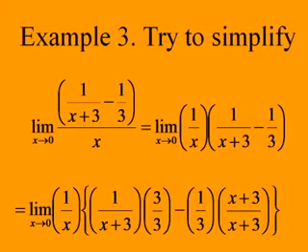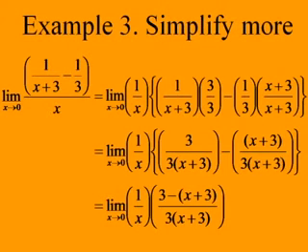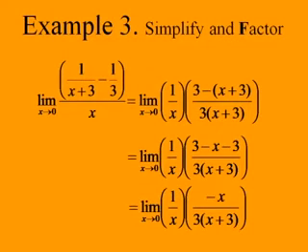So, we multiply 1/(x+3) by 3/3, and we multiply 1/3 by (x+3)/(x+3). We now carry out the multiplication. This allows us to combine the functions. We distribute the negative sign in the numerator. Next, we simplify the numerator, and this leads to the factoring of the numerator.